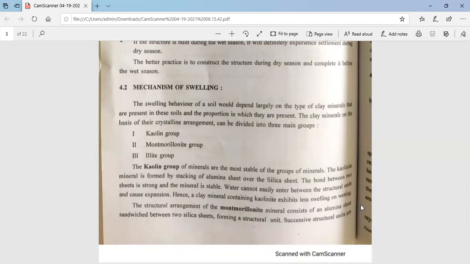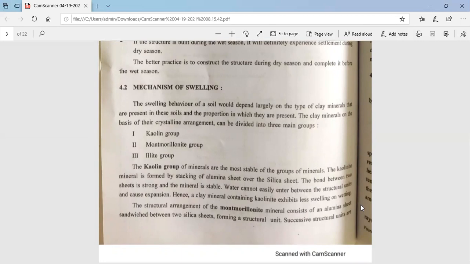Right. So the kaolin group of materials are the most stable of the group of minerals. The kaolinite material is formed by stacking of alumina sheet over the silica sheet, and the bond between the two sheets is strong, and the mineral is stable.